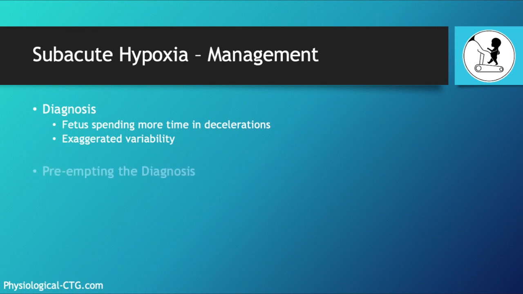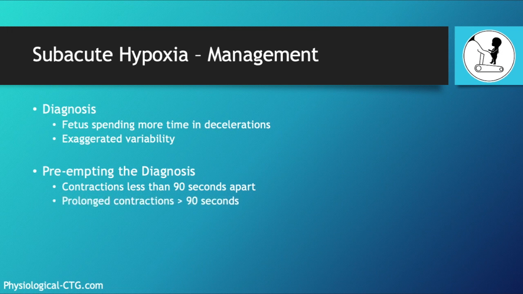In subacute hypoxia, however, you can preempt the diagnosis and titrate intrapartum care to prevent subacute hypoxia from happening in the first instance. If you notice that the contractions are becoming less than 90 seconds apart, or the contractions are lasting for over 90 seconds, or that the uterus is not relaxing properly in between contractions, this baby is heading towards subacute hypoxia, even if it appears to be coping well at the moment. If this is secondary to uterotonics, it is advised to reduce the oxytocin infusion rate to ensure the safety of the fetus. If the contractions are spontaneous, it is important to observe the fetus very closely for any signs of progressing hypoxia.